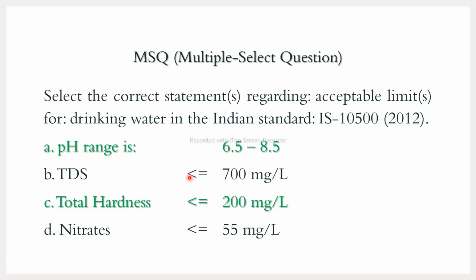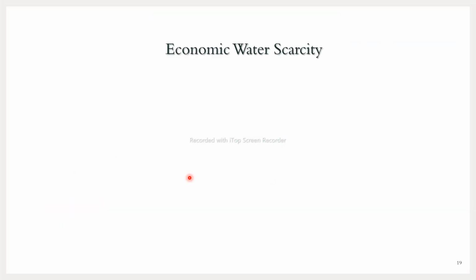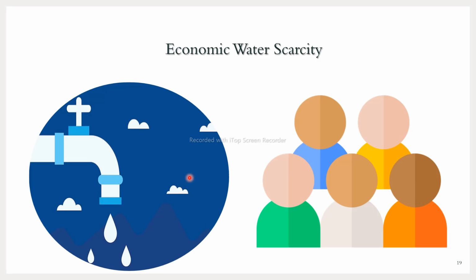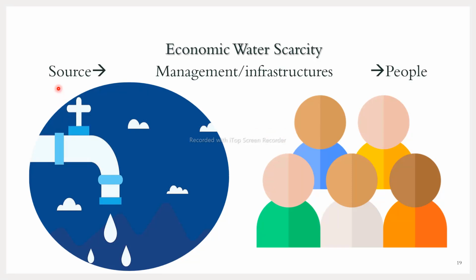We'll go with our next question. I'll comment on something, just for your knowledge. There is a concept called economic water scarcity. There are people, and there are sources of water. What may happen is that the source may not be adequate for the people present in a particular region. This is called water scarcity. But what may happen to supply the water from the source to the people? Proper management or infrastructure must be there.